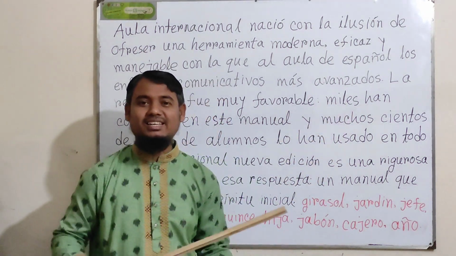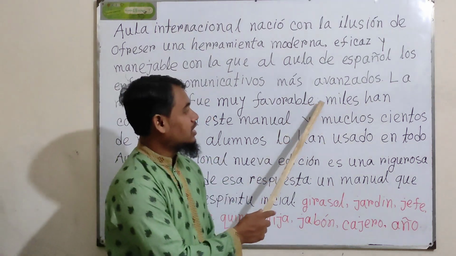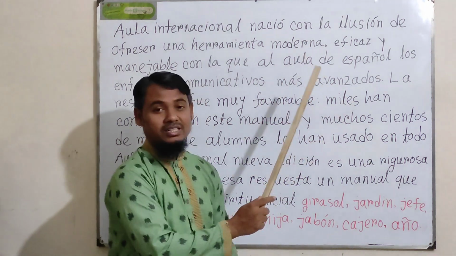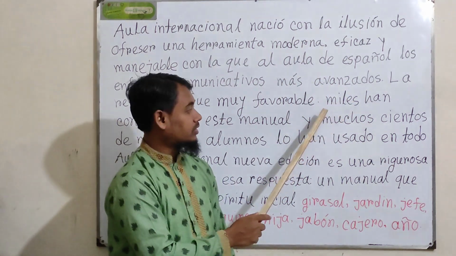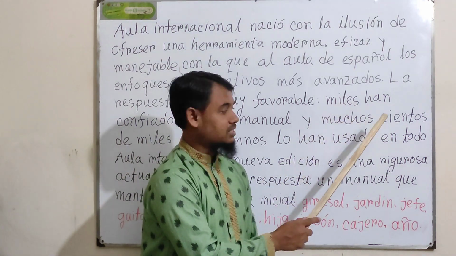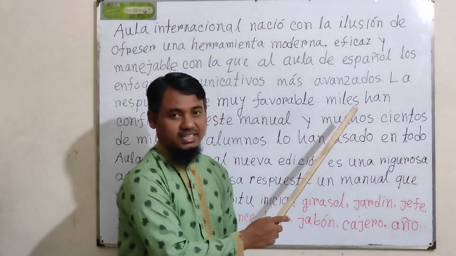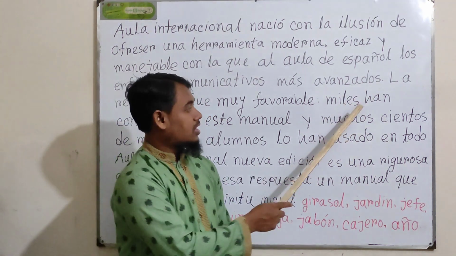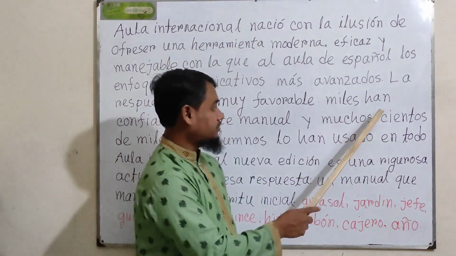Miles. In English it is miles, but in Spanish it is miles, because E is always E, A is always A. It is not I. In Spanish it is E. Miles, miles. An. There is a H at the beginning of the word, so it will not be pronounced han. An, an.